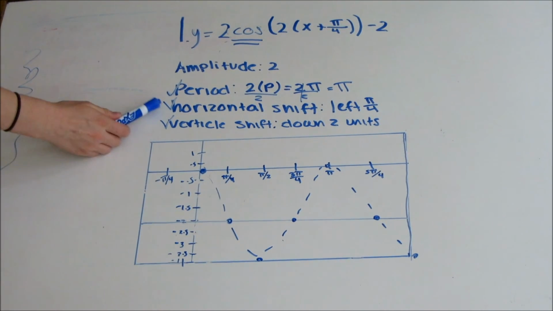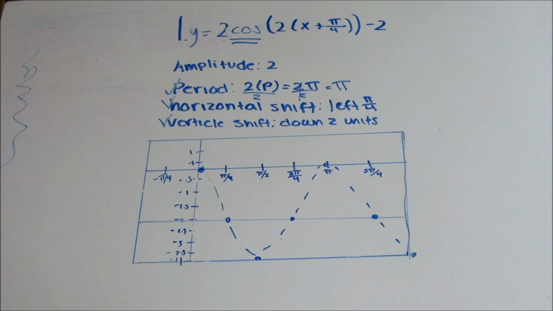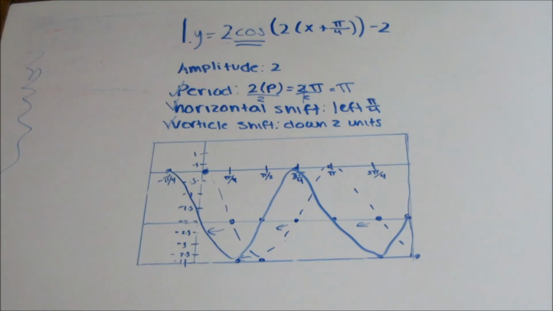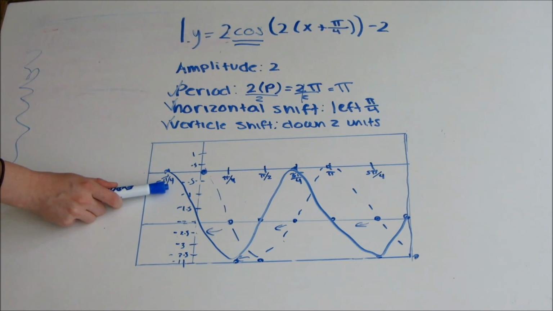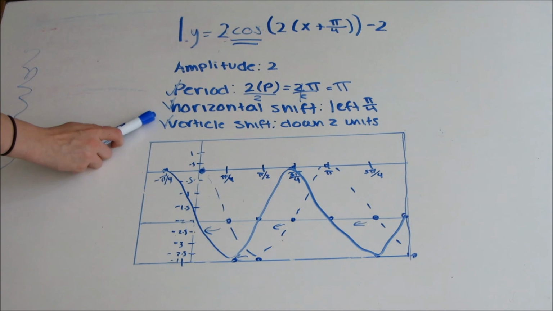But we cannot forget that we have a horizontal shift left of pi over 4. So what we have to do is move every single point over to the left by pi over 4. That means this one, this one, this one, and this one. So now our final cosine equation is shown by the thickened line, in which we've applied the amplitude, the period, the horizontal shift, and the vertical shift all in one.